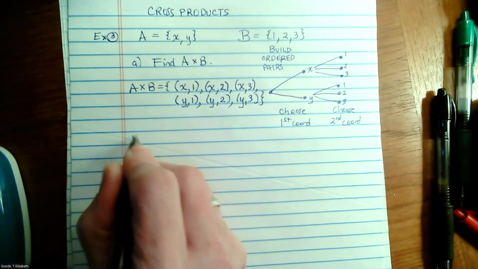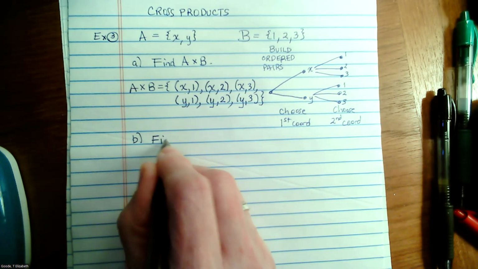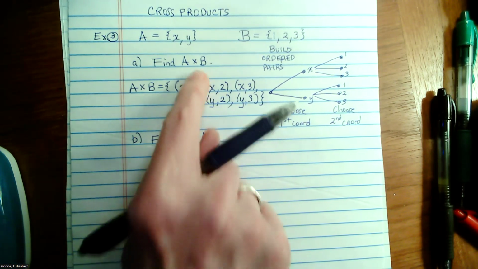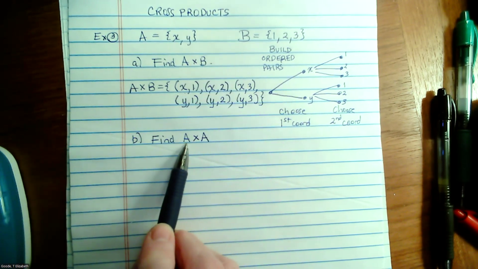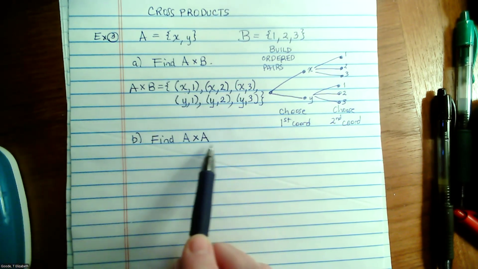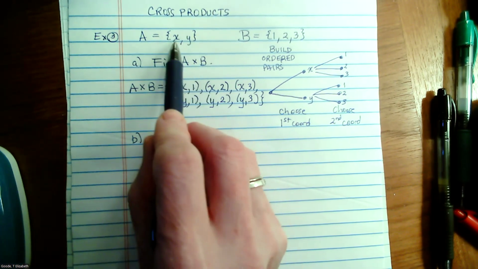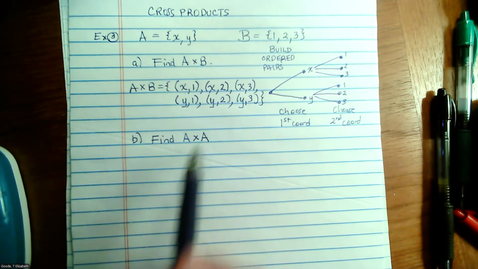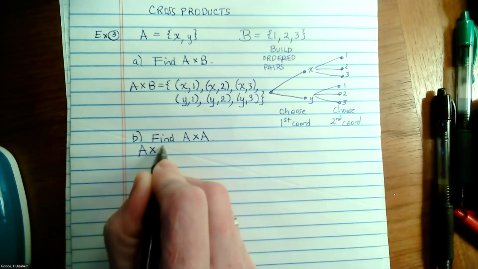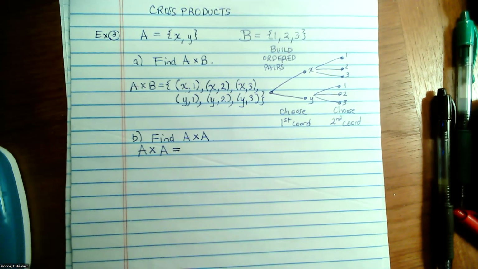Now, if we wanted to find A cross A, it's not going to be as big as A cross B because we only have 2 choices, little x and little y, for first coordinates, and we only have 2 choices, same little x and little y, for second coordinates. So if we're going to build A cross A, how many elements do you think will be in A cross A?